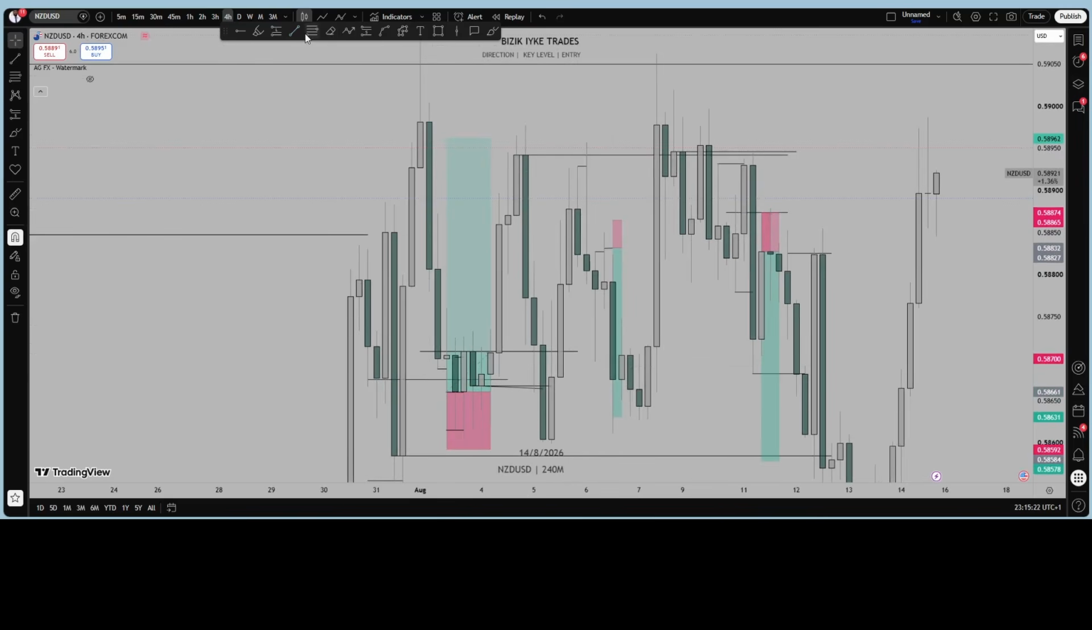All I needed to see is price to take out a previous candle, tap into a key level, and then give me a break of structure on the lower time frame. Right now, I missed this entry, so I wanted to see price collect another previous candle so I can get an entry. So after price collected this candle, I went to the 15 minutes time frame.